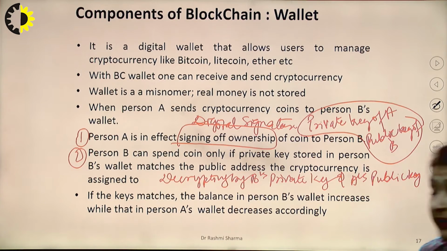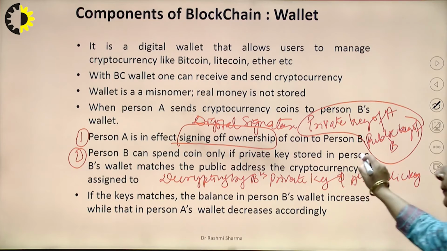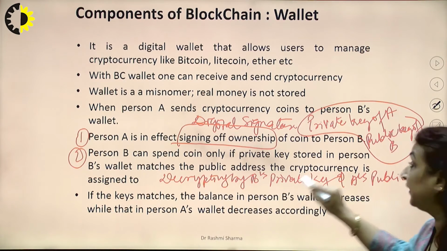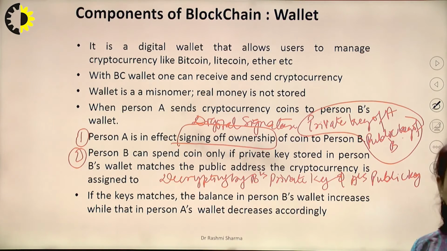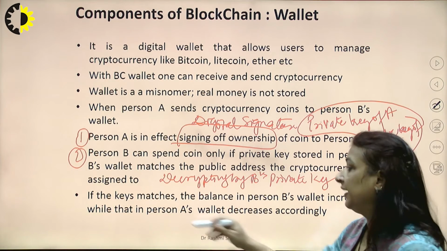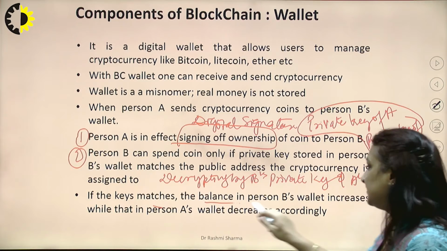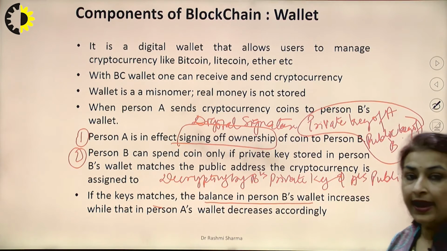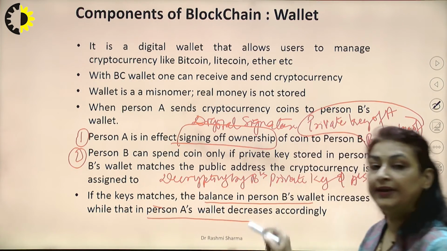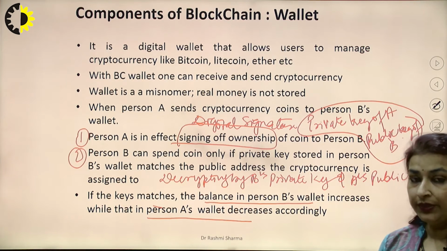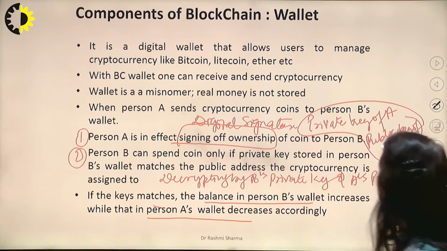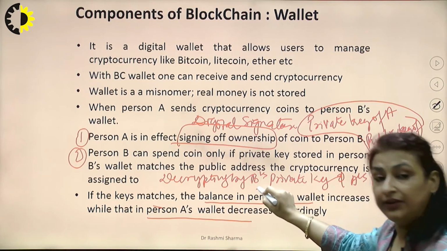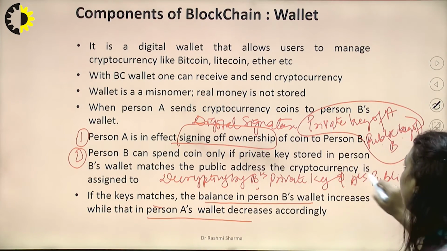Okay, so person B can spend the coin only if the private key stored in B's wallet matches the public address. This public key matches with the private key, then it can decrypt that particular currency. If the key matches, the balance in B's wallet increases and the balance in A's wallet decreases. So B gets that money if there is a match between the public key of B and the private key of B, along with the private key of A and the public.